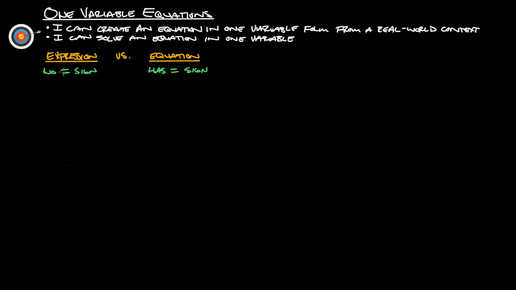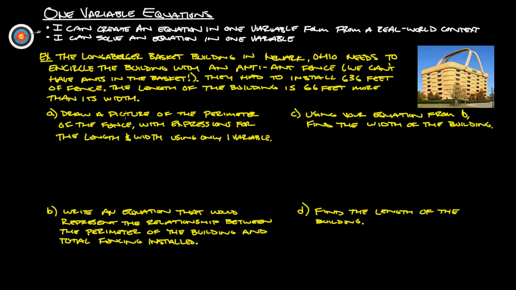First off, a quick reminder: an expression does not have an equal sign, an equation does have an equal sign. So 6x plus 2 is an expression. An equation is 6x plus 2 equals 18 or something like that. That's the difference between expression and equation. To figure this out, our best bet is to take a look at an example here.